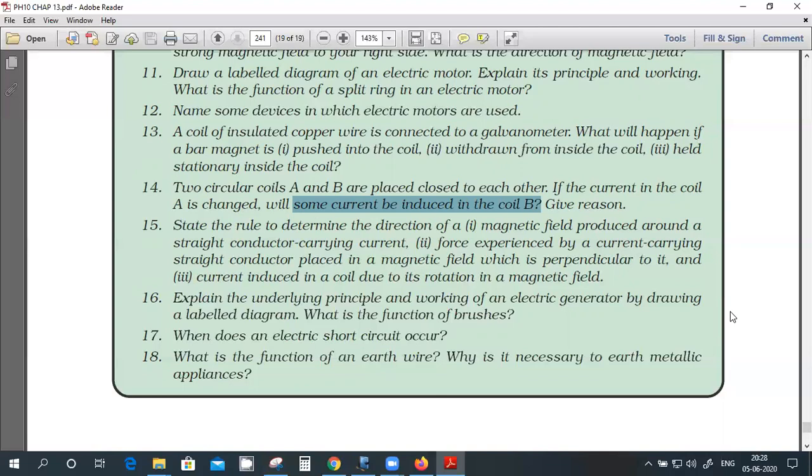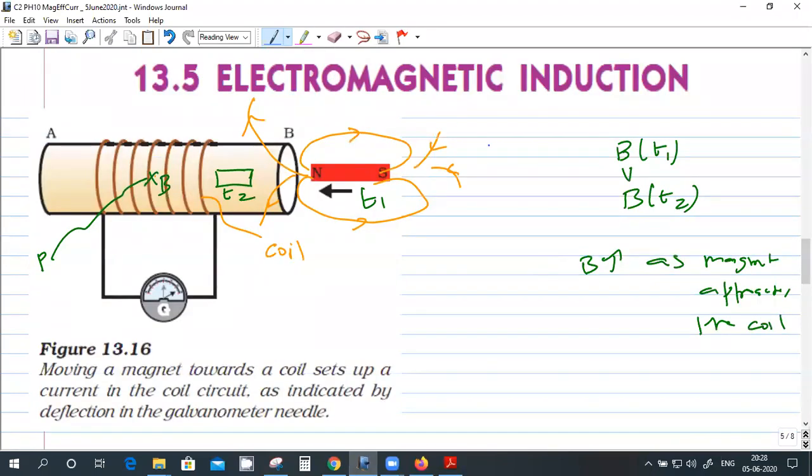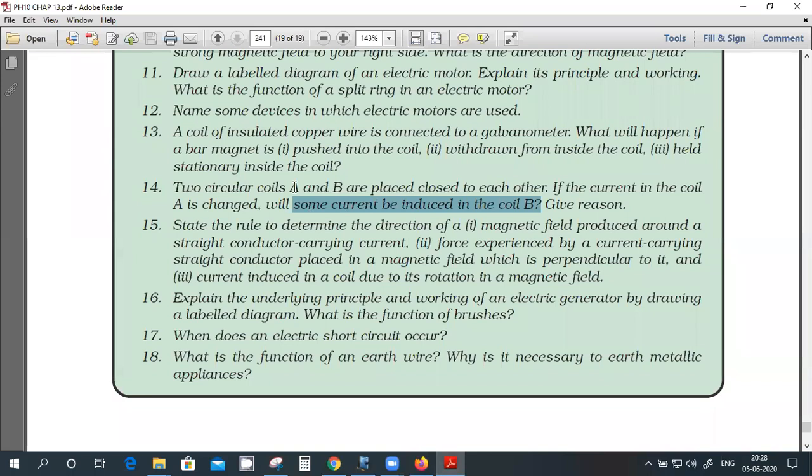When the current in coil A is changed, the magnetic field produced by A is changing, and that magnetic field is linking the coil B. So the magnetic field linking coil B is changing. Once there is a changing magnetic field, there will be induced current by electromagnetic induction. Principle of electromagnetic induction. It basically says that when the magnetic field is changing, it has to change, otherwise there won't be any current. Right. So when the current in coil A is changing, the magnetic field linking coil B will change, right? So there will be current.